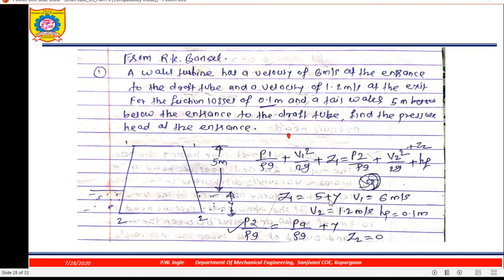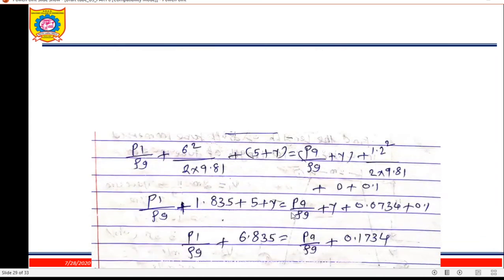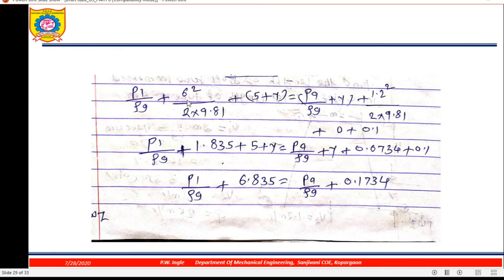So Z1 equal to 5 plus y. V1 is 6, it is given in the problem. Then V2 is 1.2 meter per second and HF is 0.1. Now P2 by rho g is what? PA by rho g plus y, and Z2 is 0. Therefore, P1 by rho g plus 6 square by 2 into 9.81 plus 5 plus y equal to PA by rho g plus y plus this. So P1 by rho g equal to this plus PA by rho g.